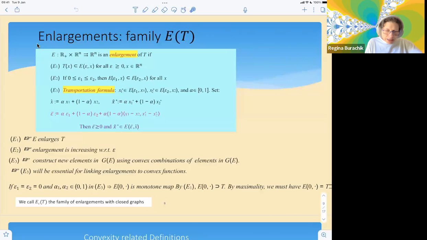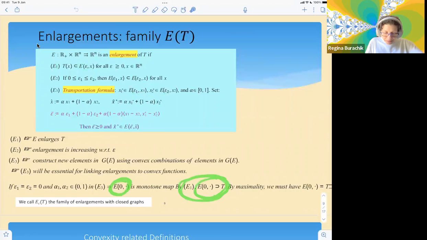Another observation, and it's a consequence of the transportation formula, is what happens when epsilon 1 and epsilon 2 are equal to 0 in this formula. If epsilon 1 and epsilon 2 are equal to 0, then this condition here tells me that E0 contains T, by E1. So E1 says that it contains T.